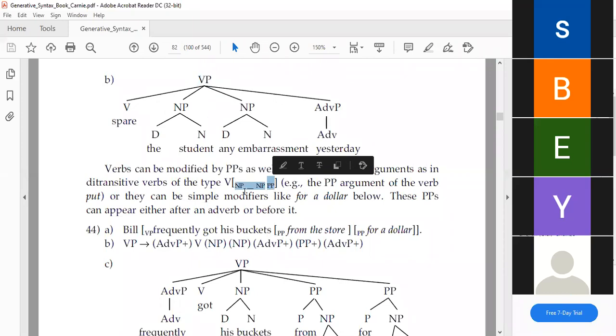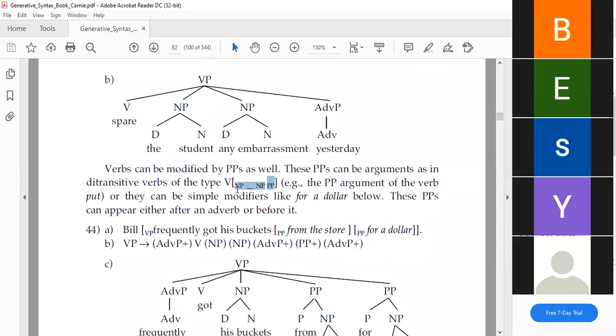Yes, it has three arguments, so it has a valency of three. One of them is the subject. Then we have an NP and a PP. Remember, we said that the predicate determines not only the number of arguments, but also the category of the arguments, what can be used or what can follow the predicate. So here, after spare, we must have two NPs. But after tell, we have one NP and one PP.